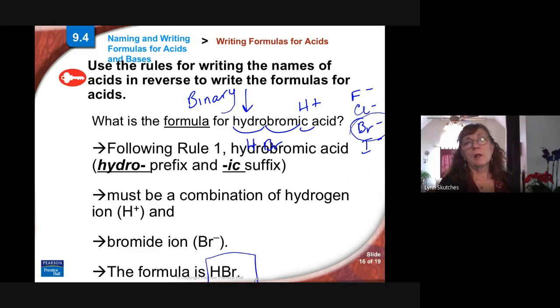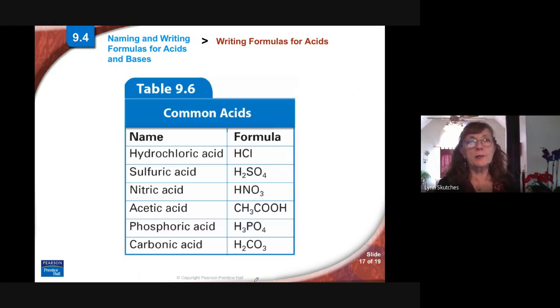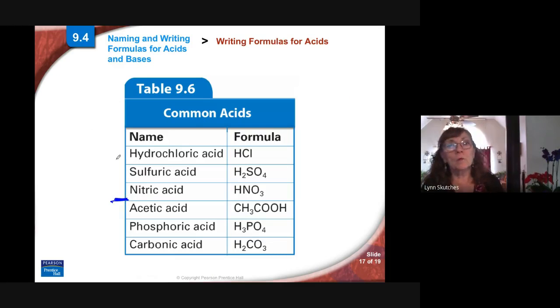So that's pretty simple. It's a little bit harder when you're trying to go from, I don't know, phosphoric acid to what it is. But these are the 6 that you really need to know. And I will include at least one of these on Friday's quiz. So hydrochloric acid, HCl. Sulfuric acid comes from the sulfate ion. Nitric acid, as we just saw, comes from the nitrate ion.